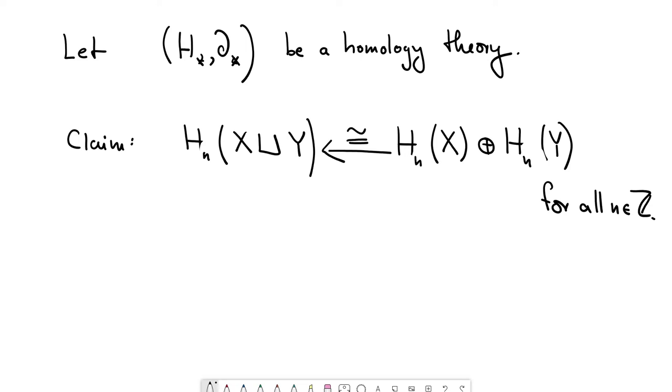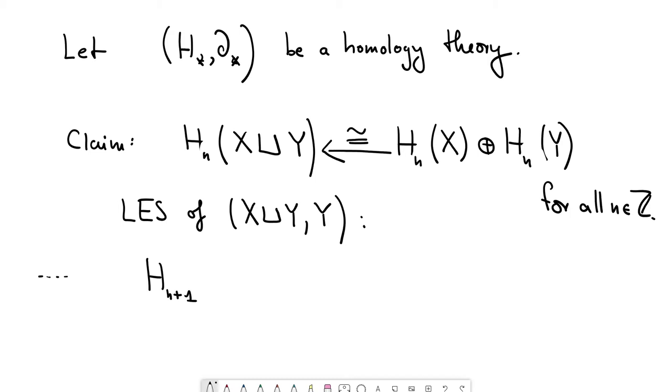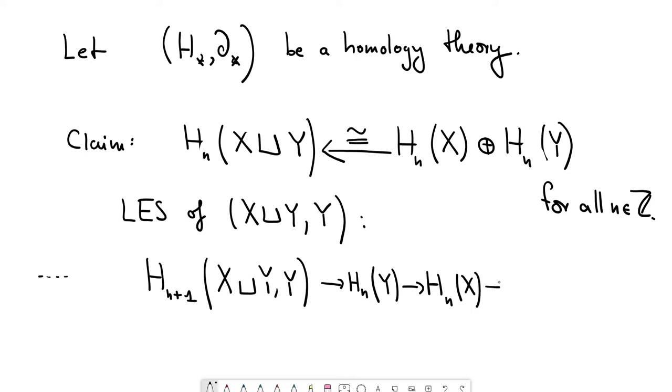I already mentioned that this comes from the long exact sequence plus excision. And the long exact sequence of the pair X topological sum with Y, where we take Y as the subspace, gives us the following. So we have here H_{n+1} of the relative group. Then it goes to the subspace. Then H_n X. The relative group again. Well, maybe one more. And so on.